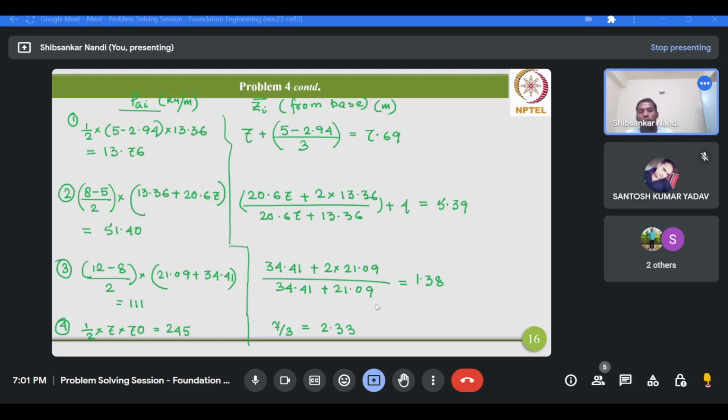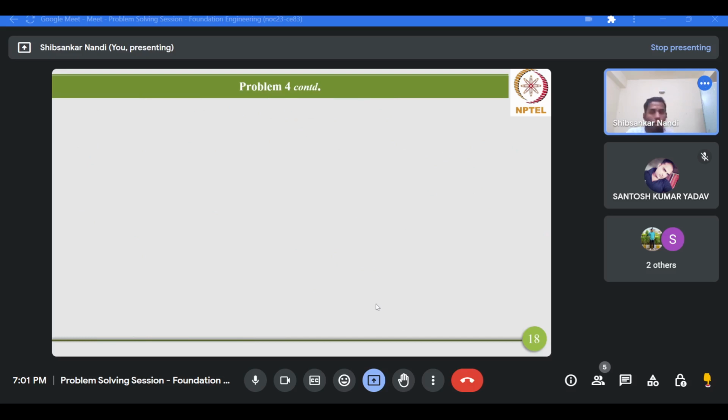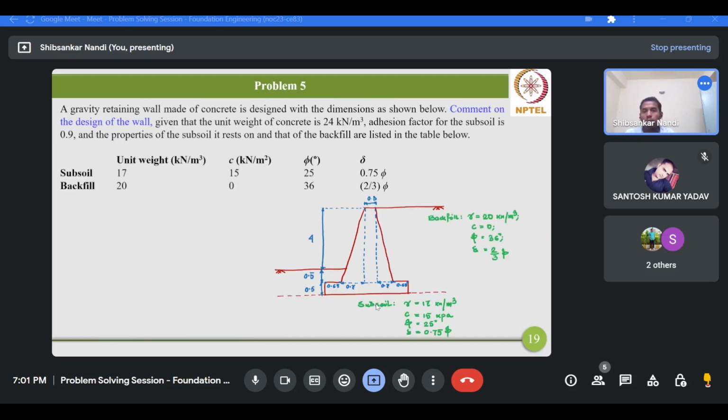Okay, so it's already 7, so I don't know whether I should move further or end this session here. This is the last problem for today's session. So should I continue or should I end this session here?